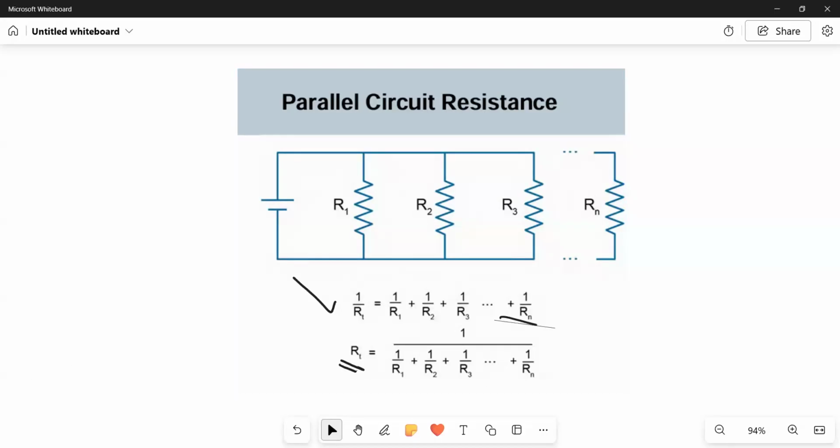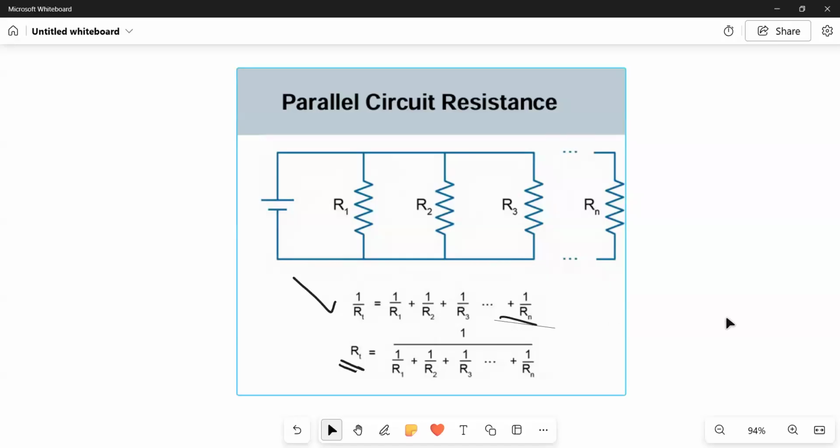And I do think they have an example. Yes, they do have an example. Let me bring that example.